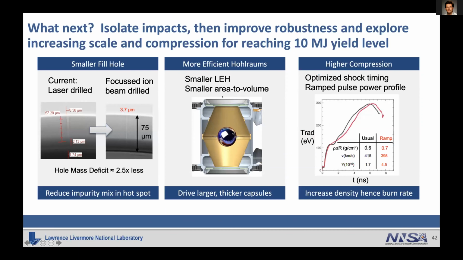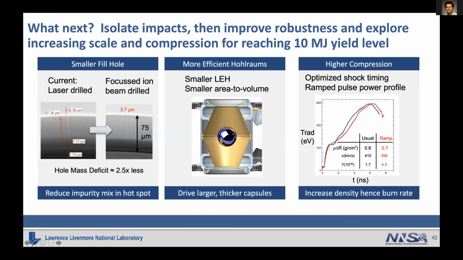We're going to go to smaller laser entrance holes and smaller area to volume hole ROMs. Clearly a sphere has got the smallest area to volume, but this already gets you most of the way there. Smaller wall area, less losses. We can drive larger and thicker capsules. And can we compress things higher? That's a tall order for diamond. We'll find out, but we will try.